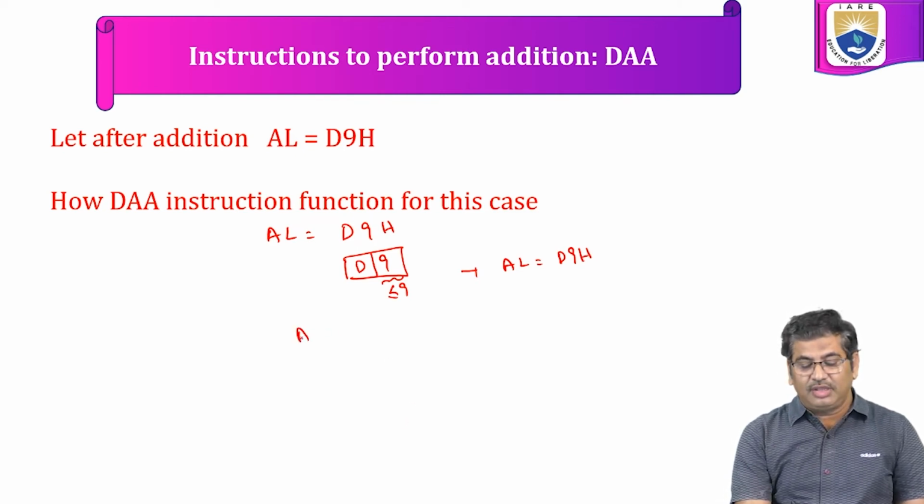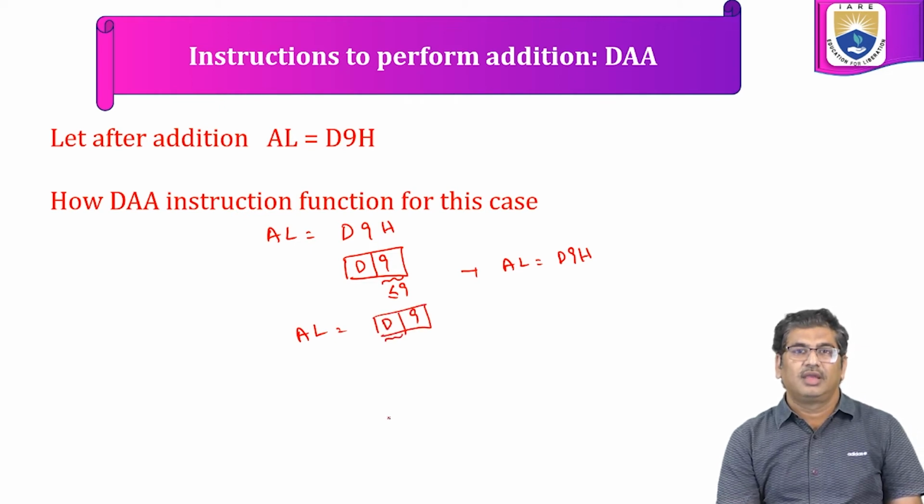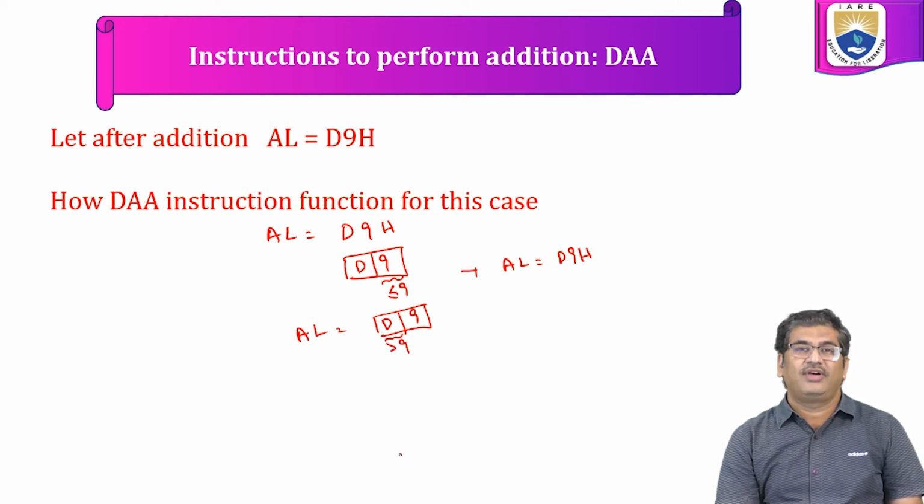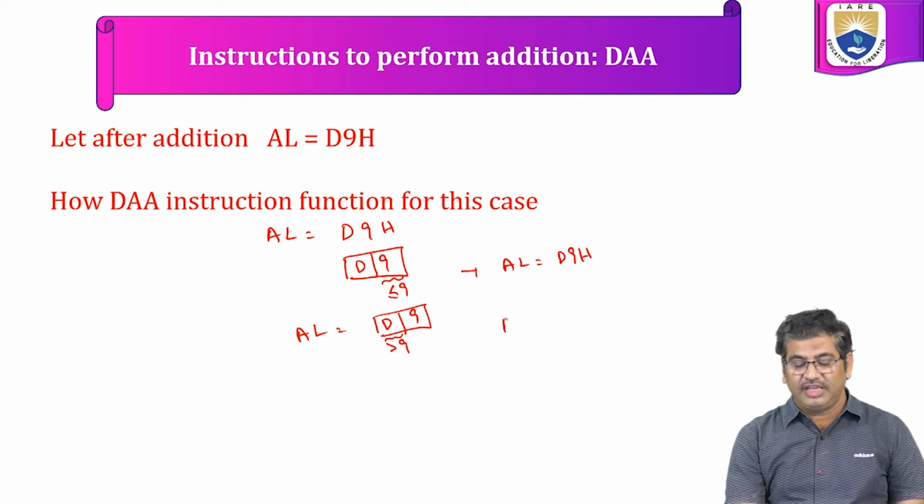Now examine the upper nibble. The upper nibble in this case is D. As this D is greater than 9, it is not a valid BCD number, so we have to add 60 to the AL register contents. Now the AL register content is D9H. Now we are going to add 60 to this.